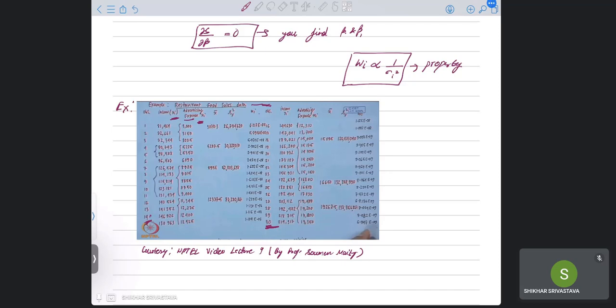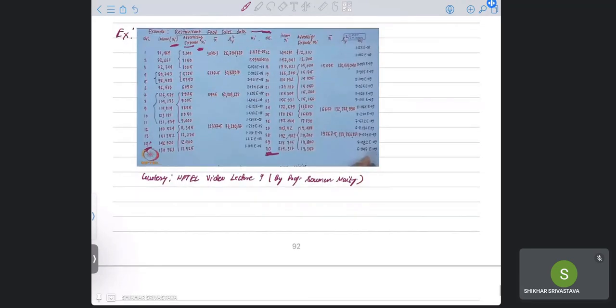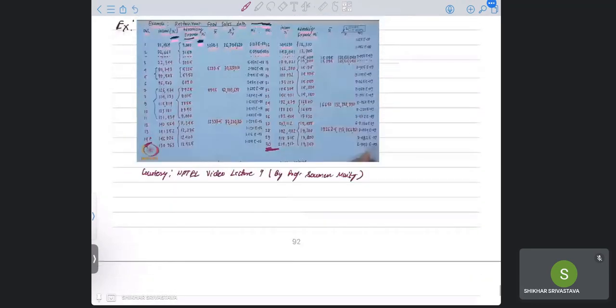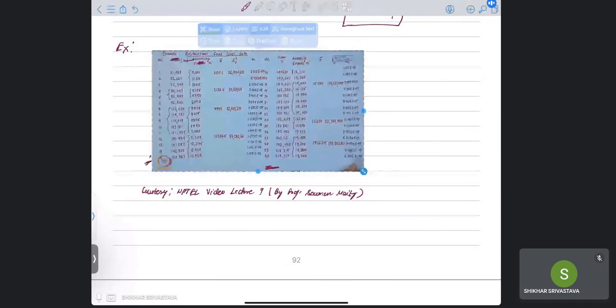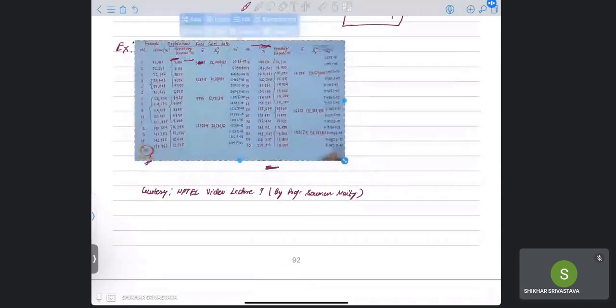So the first step is, maybe I will make it a little bit smaller. Yeah. So, steps for the weighted least square estimate.